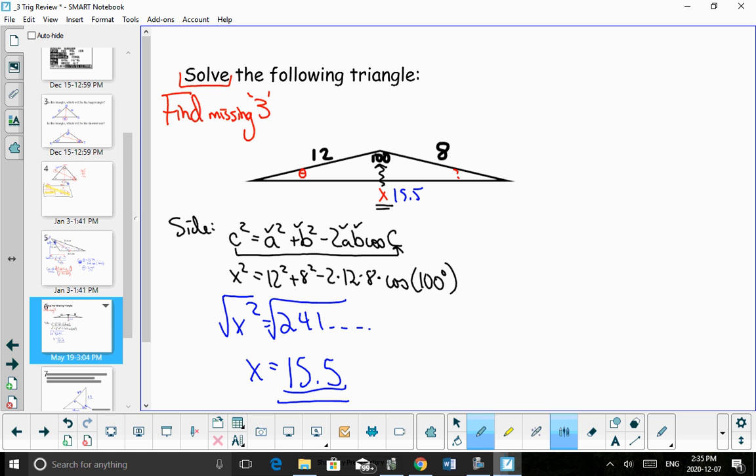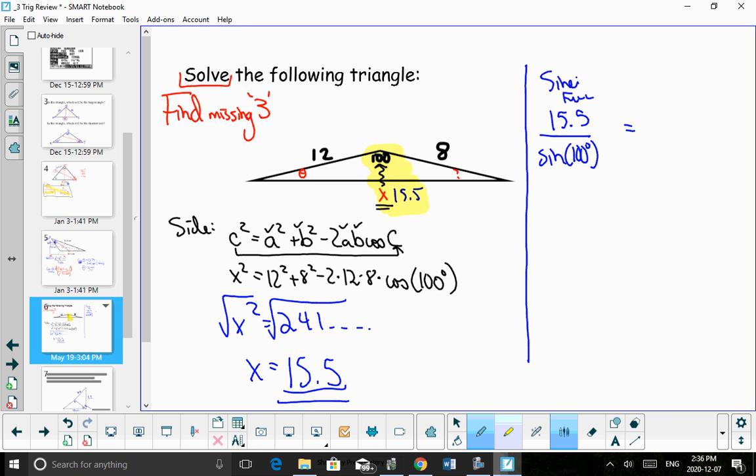Okay, so at this point, what I hope you see is that right here we have an angle and a side, so now we have a full pair. What I can do now is switch to sine law. So I can go 15.5 over sine 100. That's my full pair. And for my half pair, if I do the 8 next, it doesn't matter which one you do next, I'm going to go 8 over sine theta because those are the pairs.